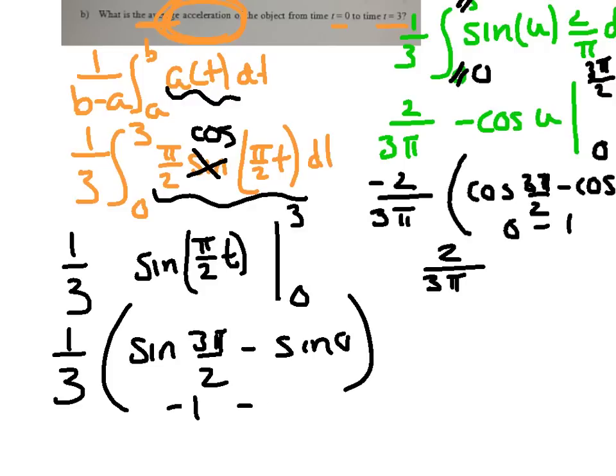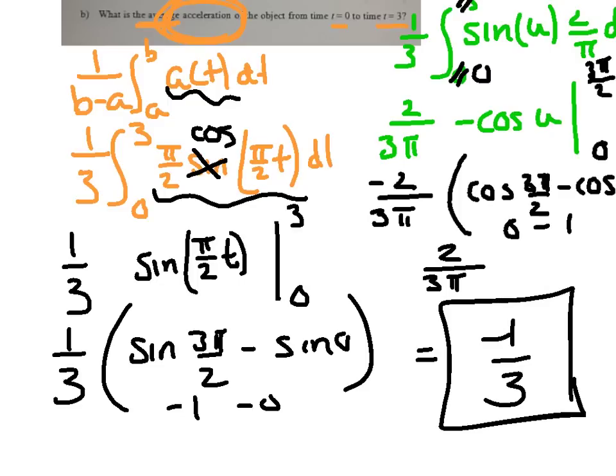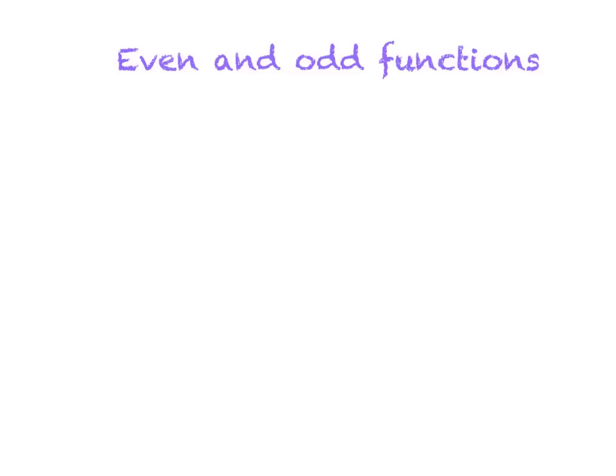So that's my -1 minus 0, looks like a total of -1/3. So there you have it. Those are our notes on average value of a function. So our goal tonight is that 1 over b minus a, integral a to b of your function.